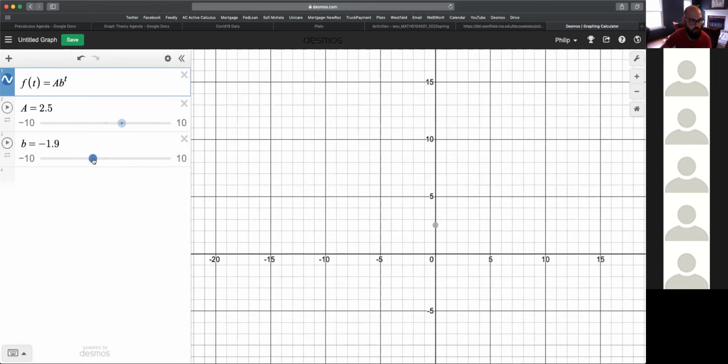Okay, so we want b to be positive, so we can change this. We want it to be positive, and we just don't want it to be equal to 1. So anything else will be okay.